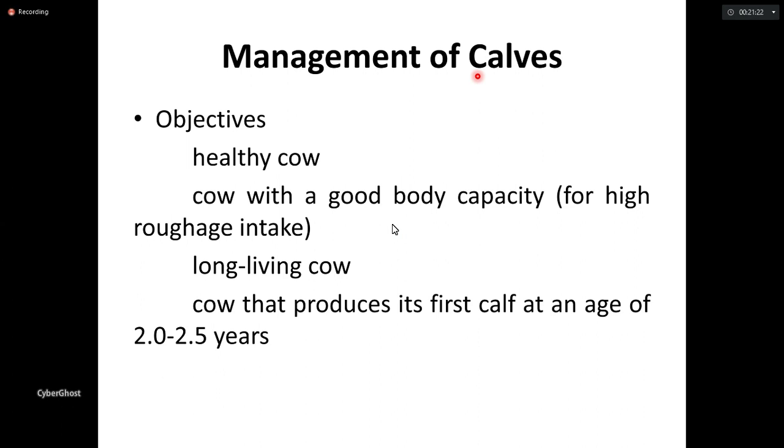So within 1.5 years of time, maybe 18 months onward, right, we breed them.